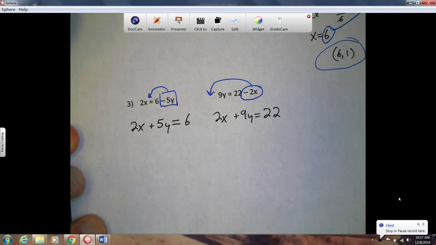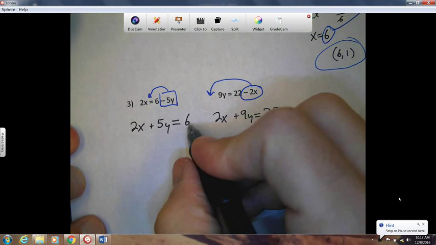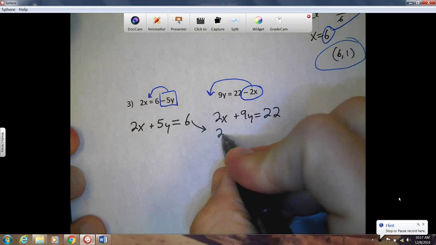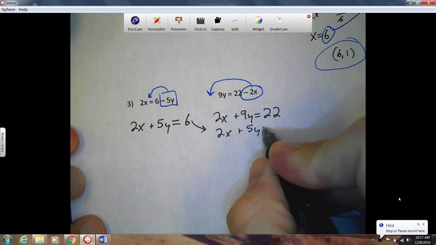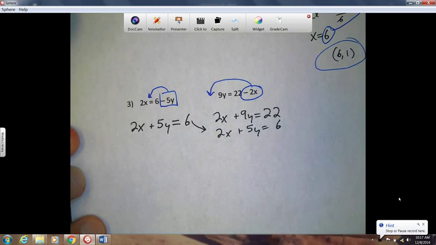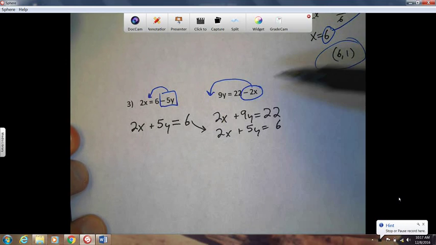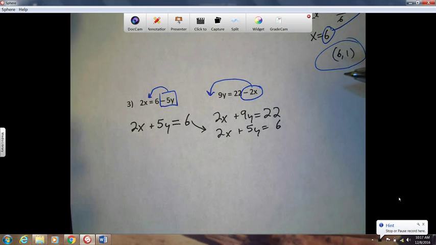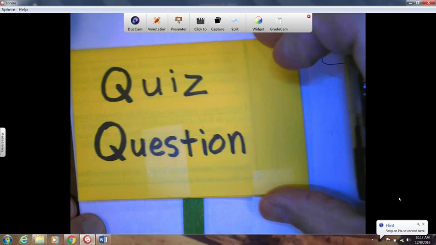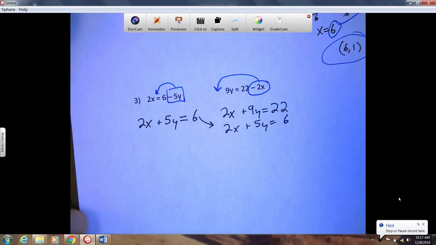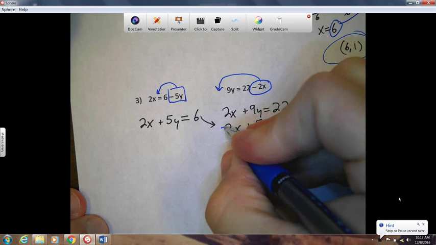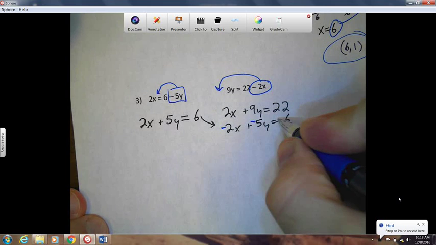Now I'm just going to drop this down. Okay, so looking at this, I do not have opposite coefficients. I have the same. So in order to solve that, you need to change the sign. Make sure you remember this. Change the sign of all the terms for one equation. So I'm going to make this a negative, this a negative, and this a negative. Change the sign of everything.